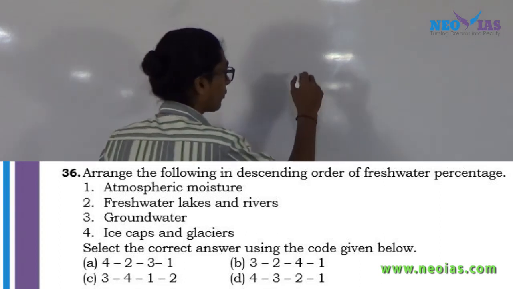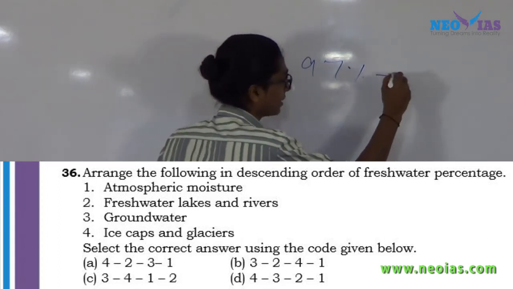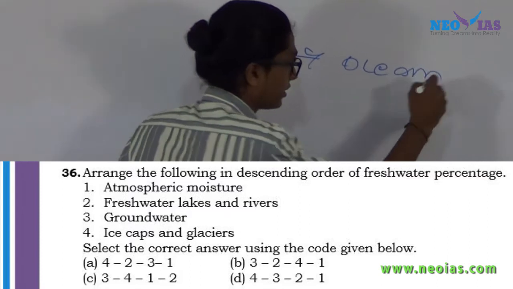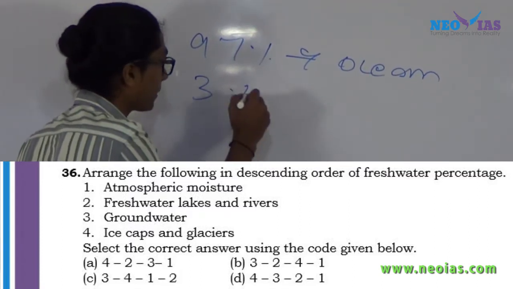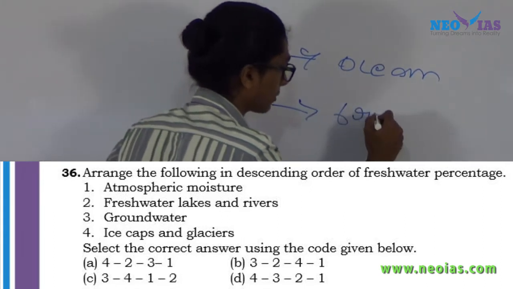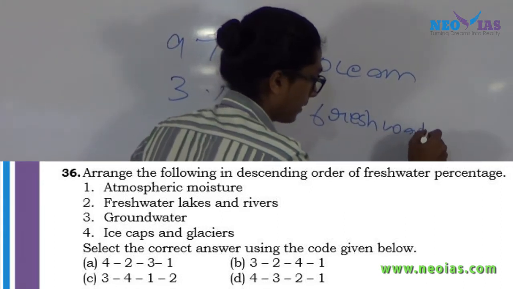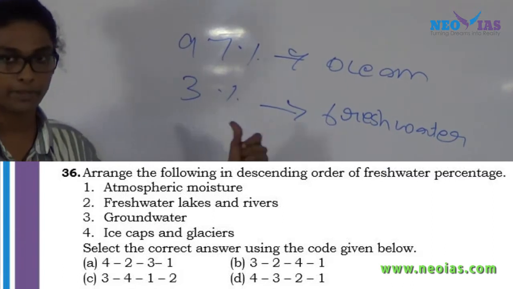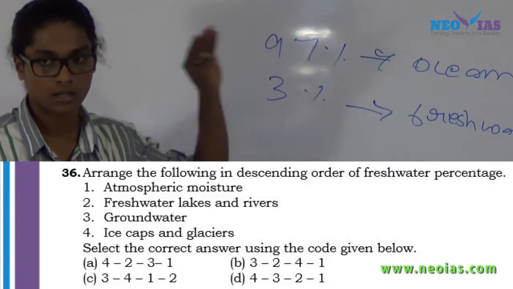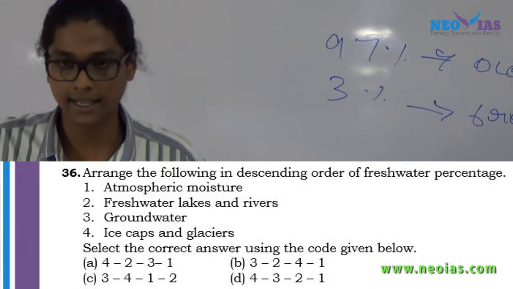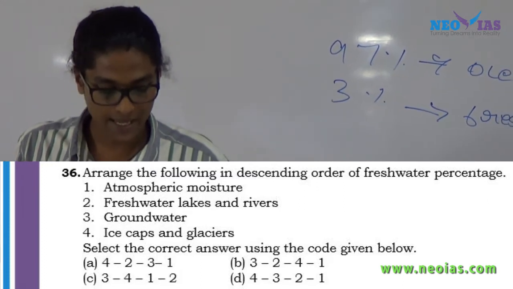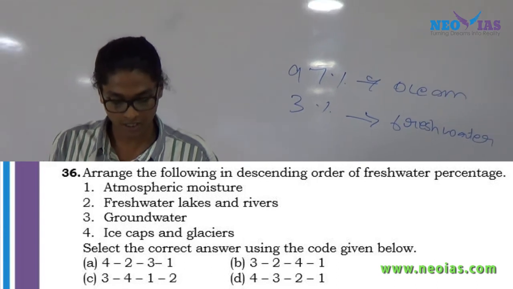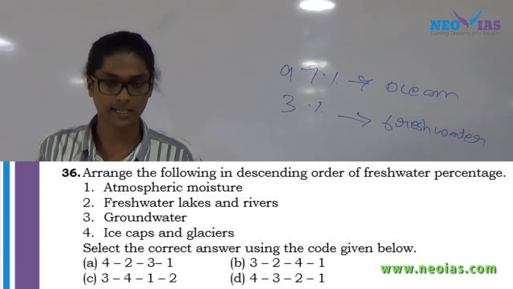Of the total amount of water, 97% is present in the ocean, which is not drinkable and which we cannot call freshwater. And only 3% left is actually freshwater. And in this 3%, the majority of the freshwater is seen in ice caps and glaciers. So with that knowledge we can eliminate B and C. So it all comes down to the second and third statement.